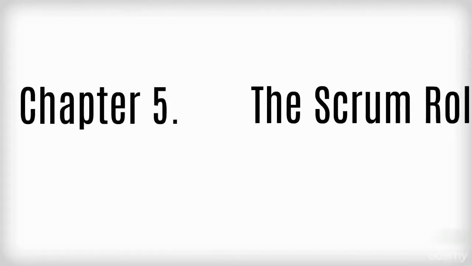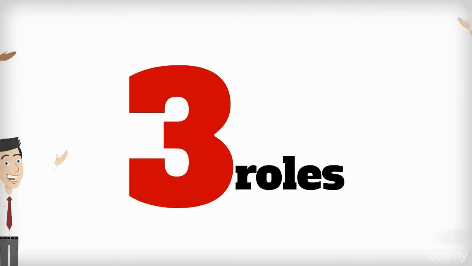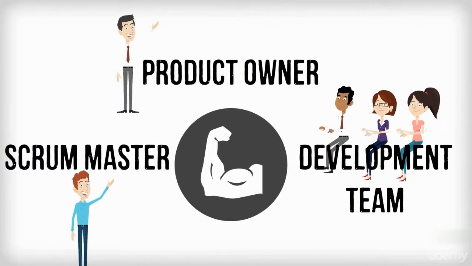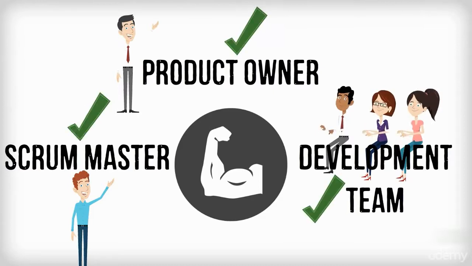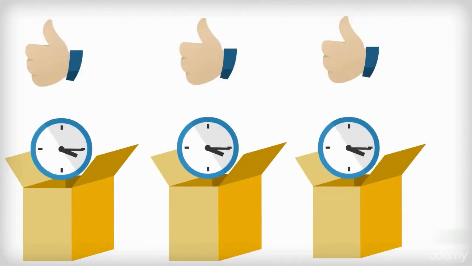Chapter 5. The Scrum Roles. As mentioned previously, there are only 3 roles in a Scrum team. The power of this trilogy is that as long as each role is fulfilled, we end up with a product that is delivered on time or to scope for scope-driven projects and to a high degree of quality.